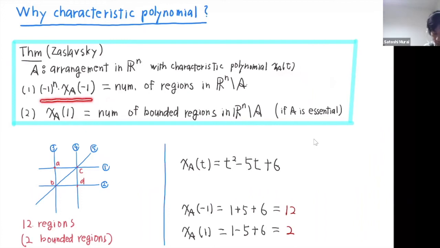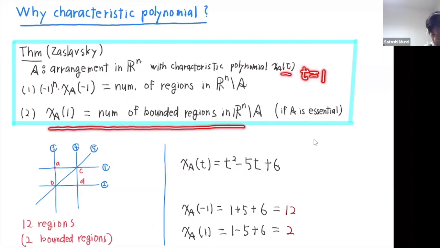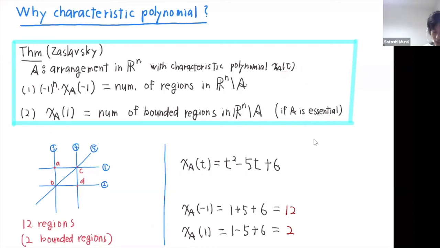So actually, this is the first statement which I write. If we substitute t equal to -1 into the characteristic polynomial, then you get the number of the regions in the hyperplane arrangement. And I don't really explain what the assumption is, but under some appropriate assumption, if you substitute t equal to 1 into the characteristic polynomial, then you actually get the number of the bounded regions. So again, let me explain this by example.